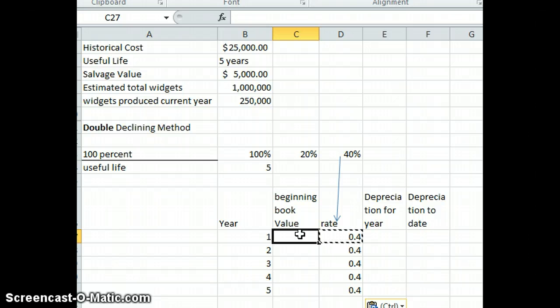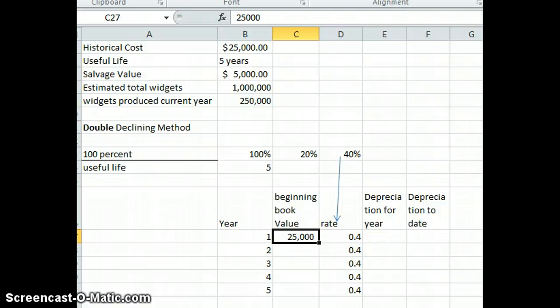So we're going to take our beginning book value, which in our instance is going to be the 25,000 because it's never been depreciated before. And this method does ignore salvage value until we get to the end. When we get to the end, we will take a look at salvage value. But for right now, we'll ignore it. So we'll put in $25,000.